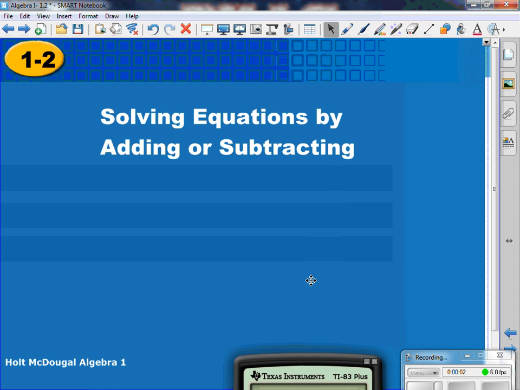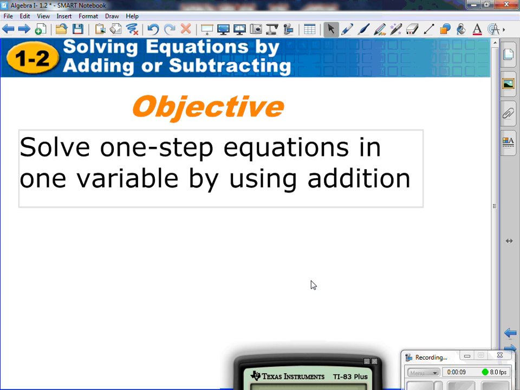Today we're starting 1.2, solving equations by adding or subtracting. The main objective today is going to be solving one-step equations that have one variable by using addition. Addition can also be changed into subtraction.